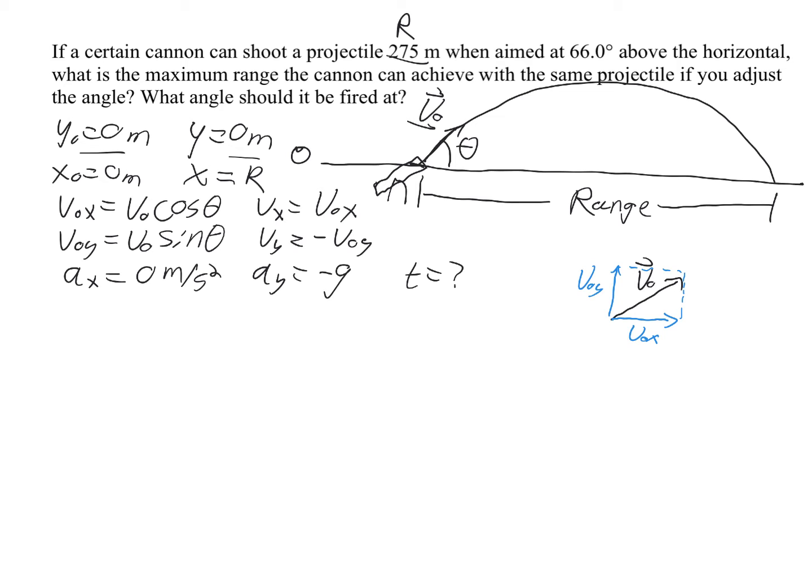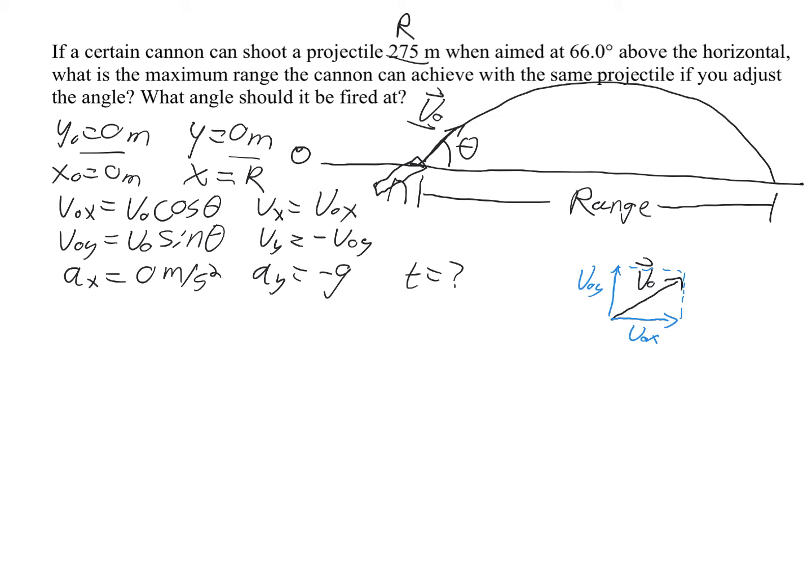Okay, this is all fun and good, but this isn't even telling us how we're going to possibly answer this question. In this question, we're asked to figure out the maximum possible range. So if I were to adjust the angle to something other than 66 degrees, how far would it go? And if I adjusted it to the perfect angle, what's the distance that it would go? Well, interesting, I don't know.